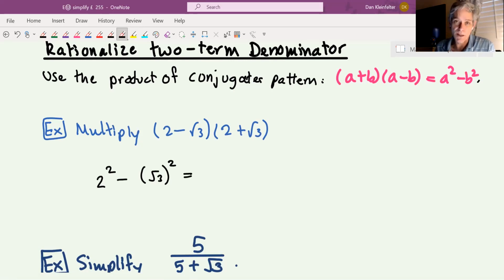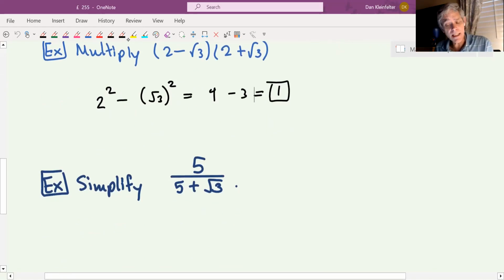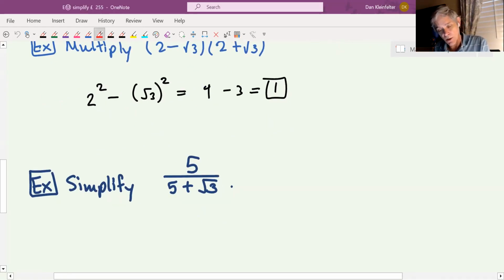If you want to use FOIL or something, go ahead. But if you follow the pattern, it's faster. 2 squared is 4. The square root of 3 squared is 3. You end up with 4 minus 3, or just 1. Okay, and that's it. Notice that there's no roots left behind. If you were to do FOIL on this, you'll notice that the outers and inners cancel, and those are the ones that contain the square root. And that's the basis for how rationalizing the denominator with two terms is going to work.